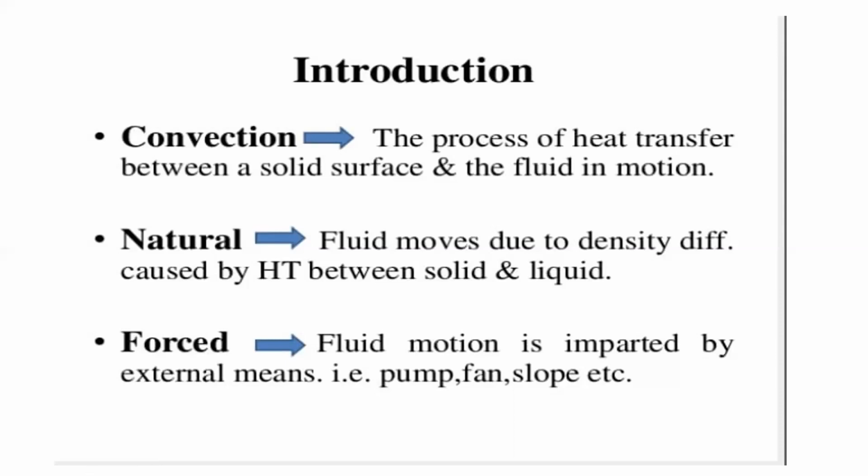In a simple way you can write what is meant by convection: the process of heat transfer. Heat transfer means suppose a hot body is placed and a cold body is placed. The heat is going to transfer from the hot body to the cold body, not from the cold body to the hot body, right? Suppose the temperature of the hot body is 50 and the temperature of the cold body is 20. The heat transfer is going to take place from 50 to 20, not from 20 to 50.